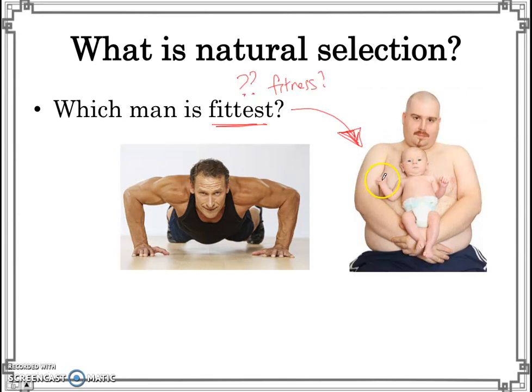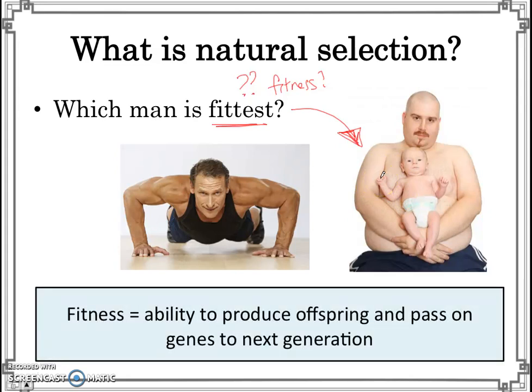And so in a sense, he is fitter. So in biology, fitness is not about physical strength. It's not even about how much food you can find. Fitness is purely the ability to produce offspring and to pass on genes to the next generation. Right? So the key point here is that you need to have offspring and you need to pass on your genes to the next generation in order to be fit.